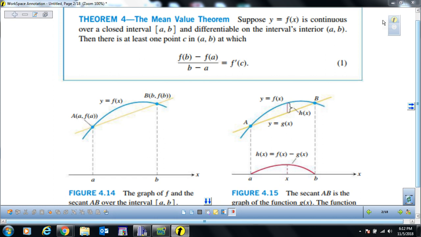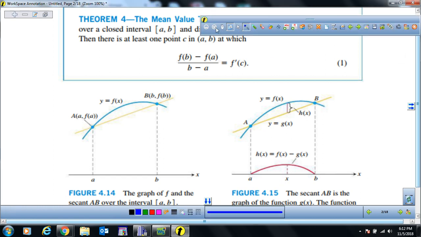Then there is, it says, at least one point c in the open interval a through b at which f of b minus f of a over b minus a is going to be equal to the derivative of the function evaluated at this point c, right? So what you have before the equal sign is basically talking to us about something like what you see here on the illustration.